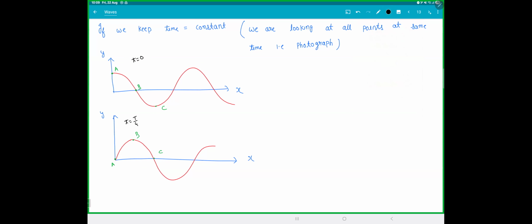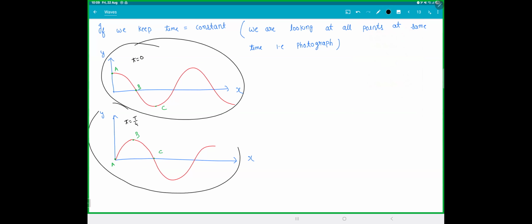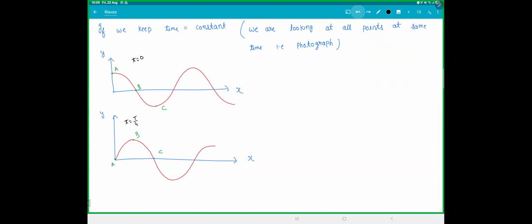Can you see what is happening? The particles are moving up and down. So the photograph changes. So this is the photograph of the wave at t is 0. This is the photograph at t is equal to t by 4. So whenever someone gives you a graph, yx graph, it's actually a snapshot. So yx graph is a snapshot or a photograph. Clear with this?